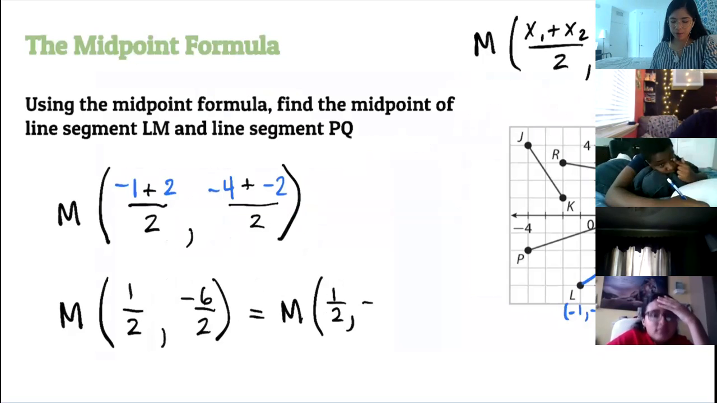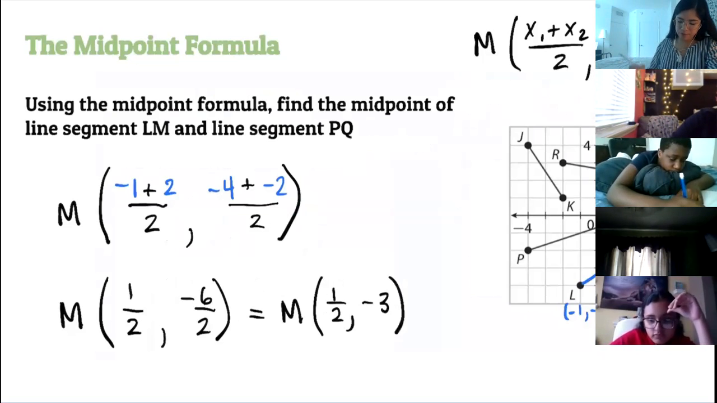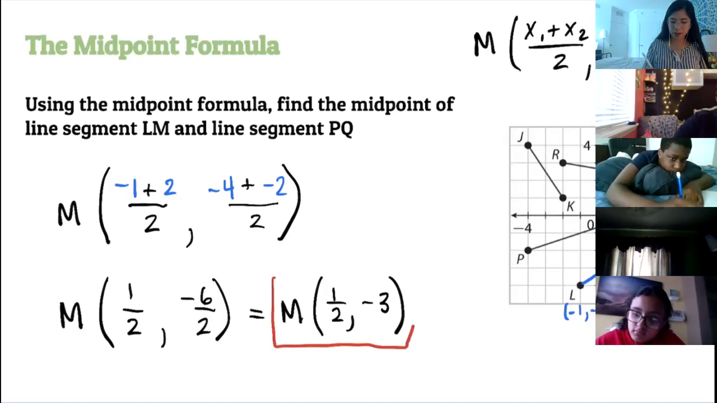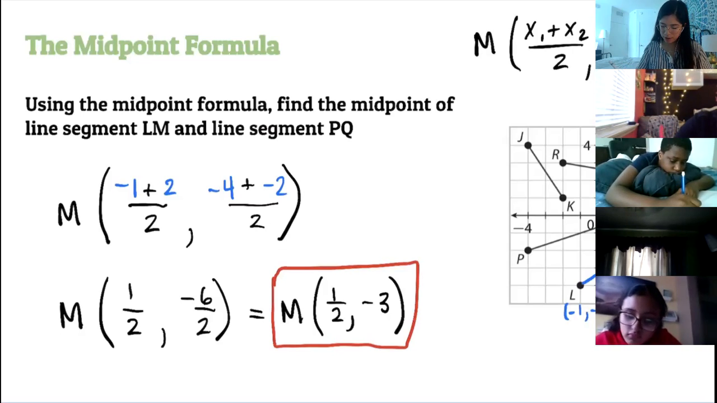All right, so I have 1/2, and then -6 over 2 can be simplified to -3. Okay, so that's where my midpoint is located. So I'm going to go on my coordinate plane and put that point down. So I'm going to 1/2, comma, -3 right here.